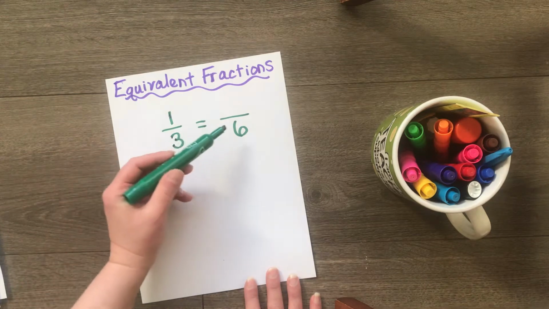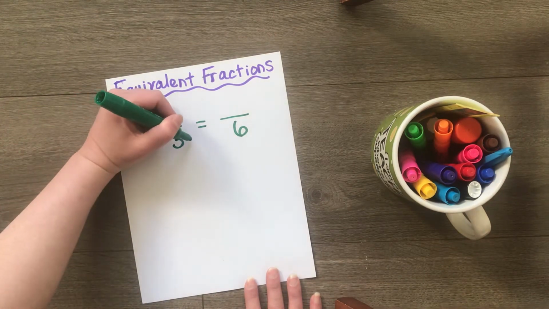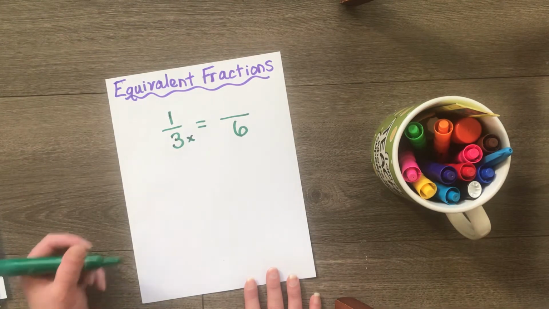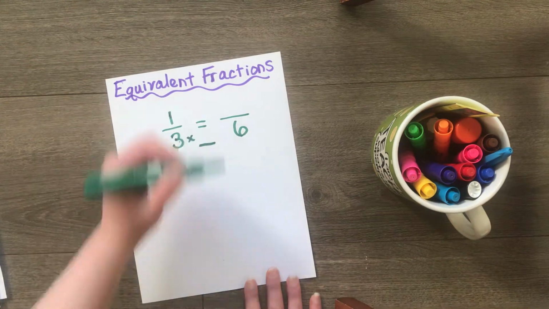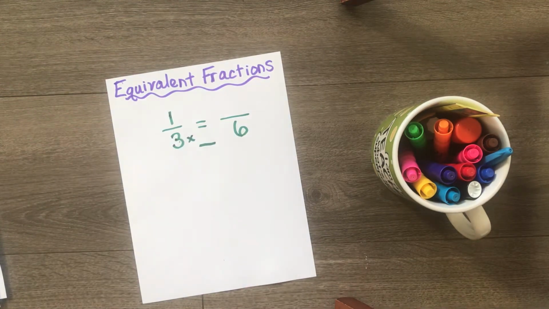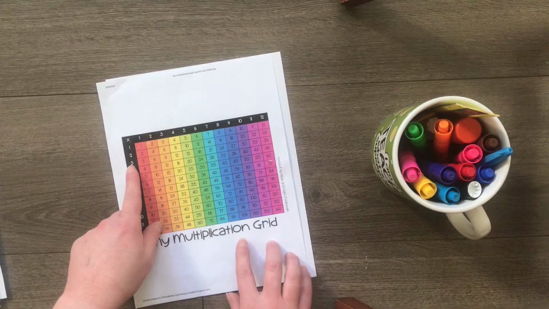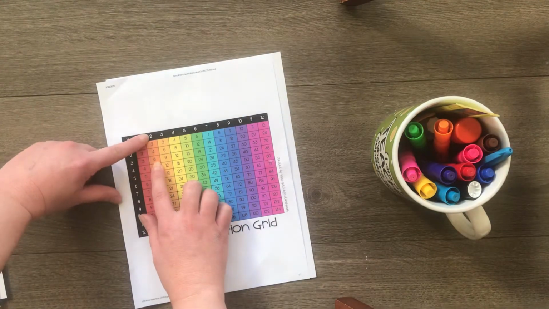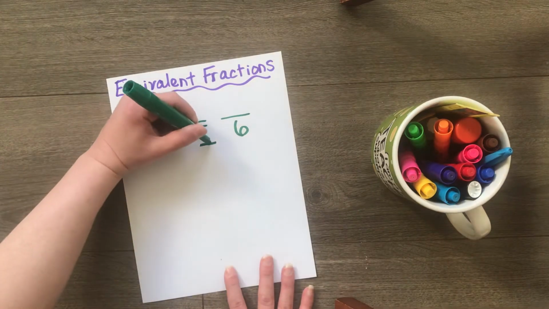3 is going to change into 6. In order to do that, we have to do something to the 3. We have to multiply it by something. So here's my question for you. 3 times what is 6? Let me go to my multiplication grid. Let's see. 3 times, oh, here's my 6. 3 times 2 is 6. So I'm going to write that 2 here.